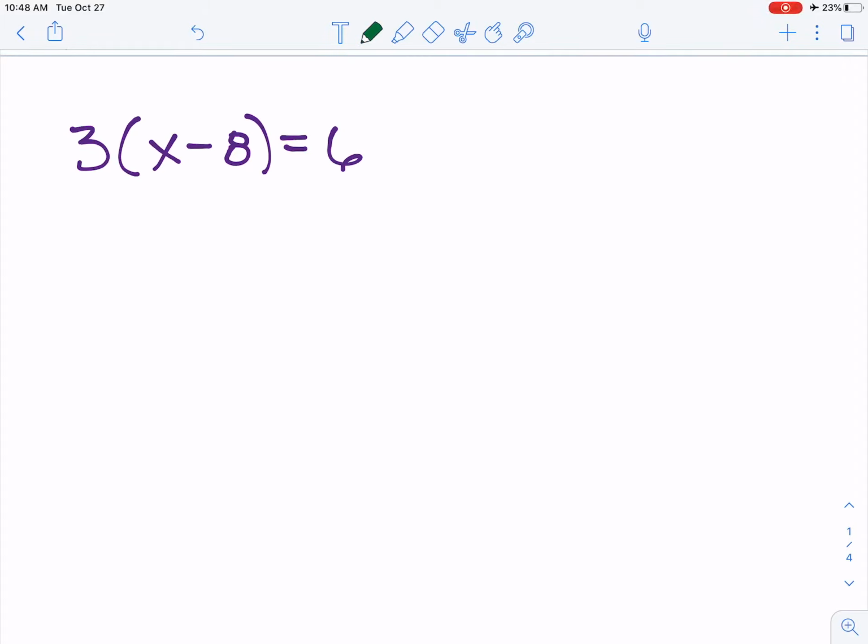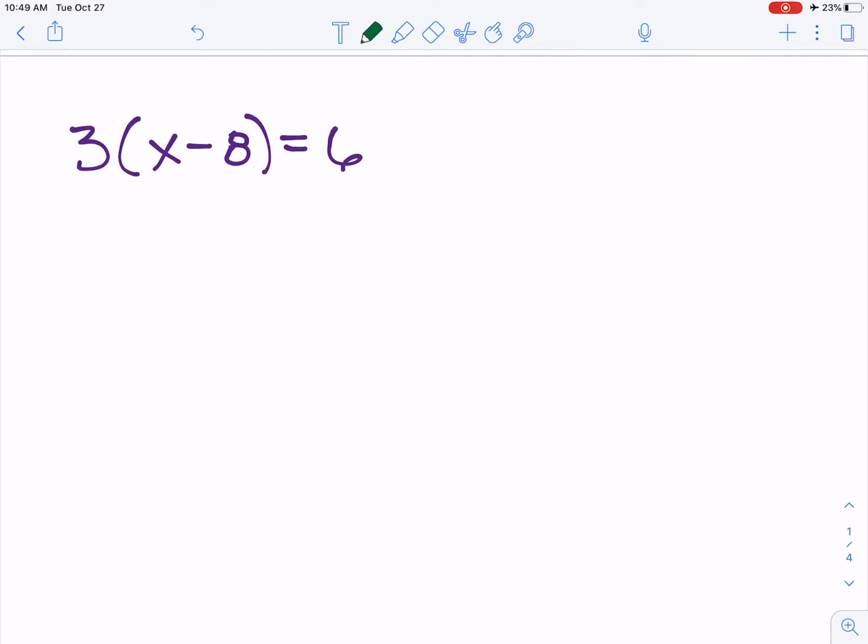So today we're going to look at solving some more advanced linear equations. This problem here has 3 times the quantity x minus 8 equals 6. So I'm actually going to show you 2 different ways to solve this problem, just to give you an example of how there's often multiple ways to solve a problem in algebra.